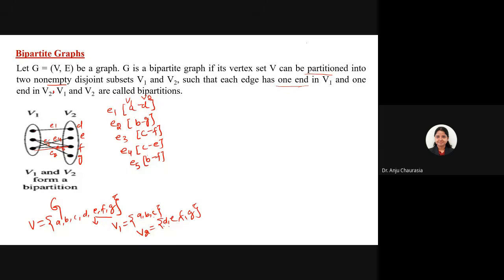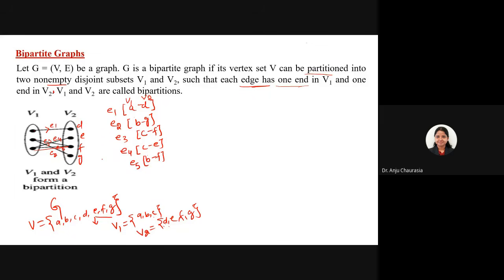Follow any one book. Ma'am, can bipartite graphs be directional? If it is directional, then you have to check direction. But here direction does not matter. I am talking only about the edge. So for definition purposes, direction does not matter here.